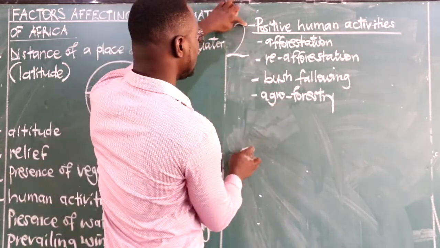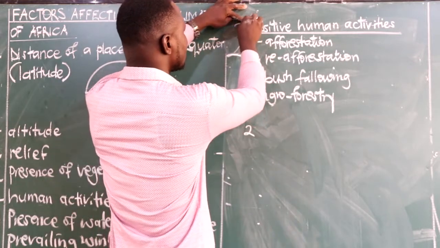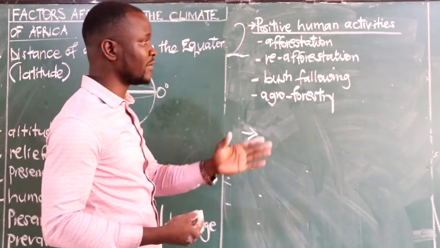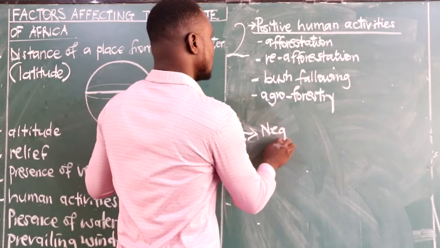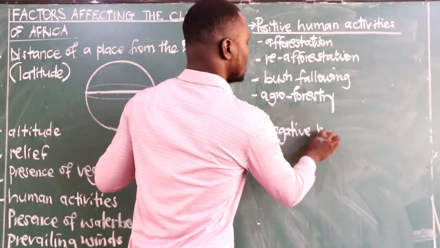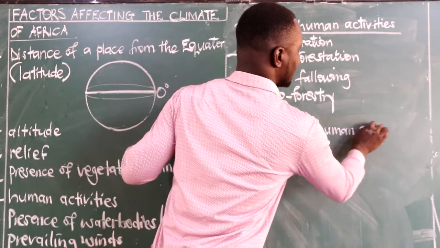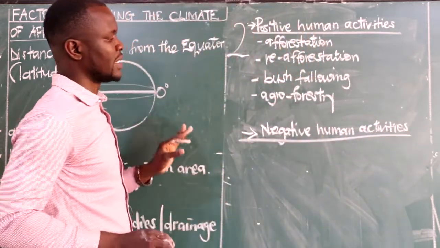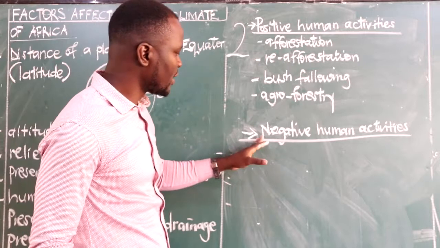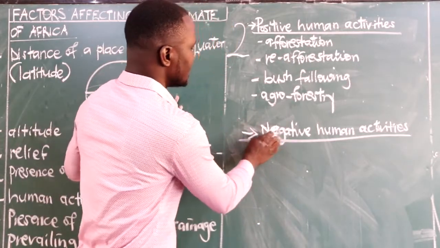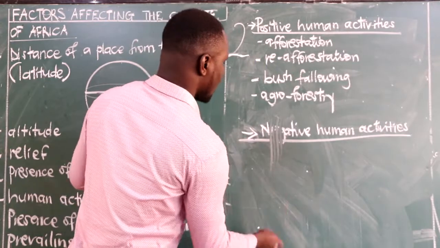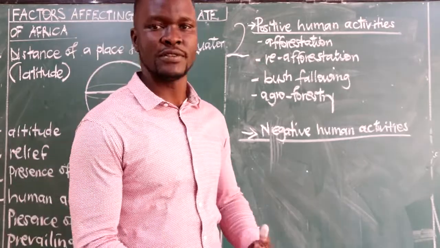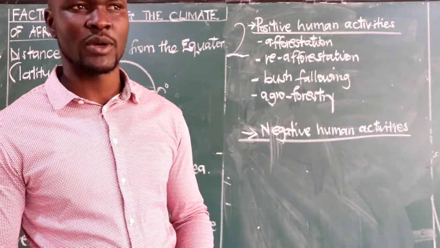Then the other second type of these activities, remember this was number one, so the second one is here. The second category of these activities are the ones that we call the negative human activities. Negative human activities. Now, if we are asked to tell, we say the positive human activities are the activities that modify or that improve on the climate of an area. That is how simple you can answer them.